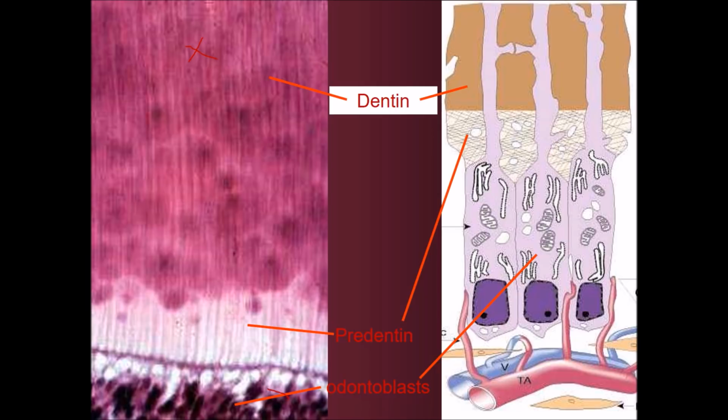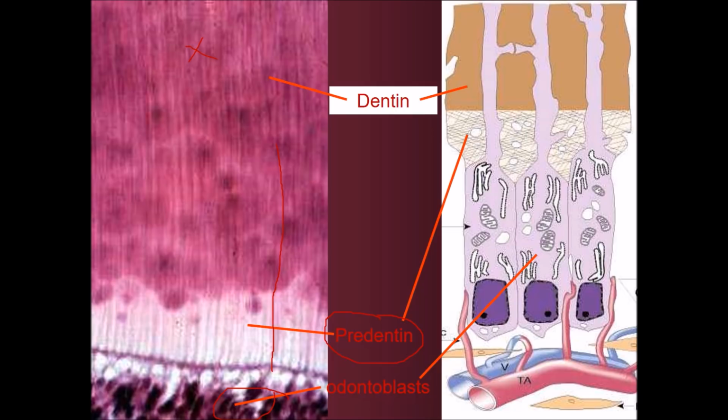As we said, the odontoblasts are the cells producing the dentin, having processes that run inside tubules for a short distance inside the dentin. The first formed dentin, we call it the predentin. The first dentin which is produced by the odontoblast is called predentin, before the mineralization.